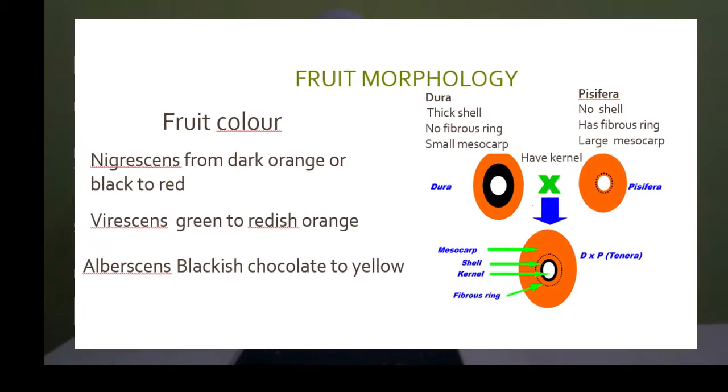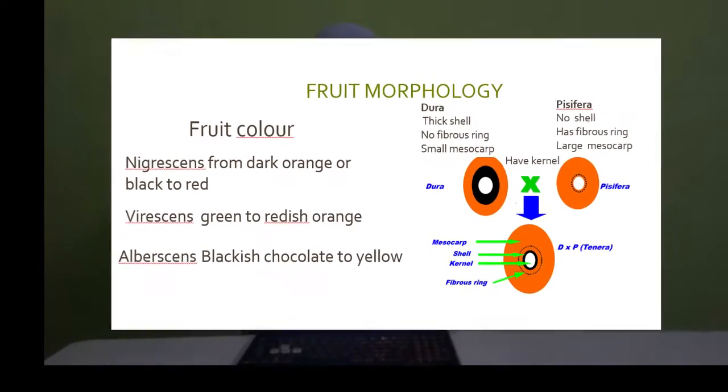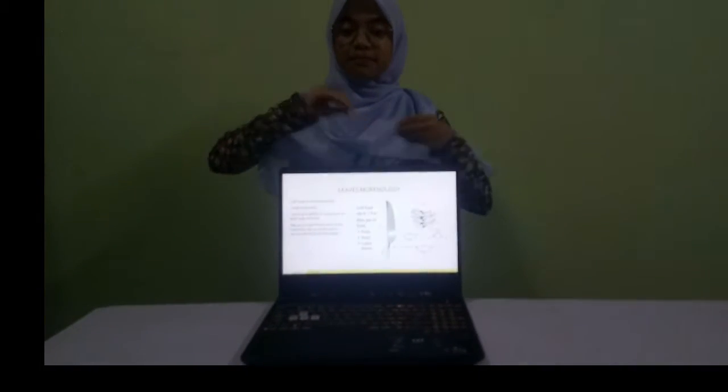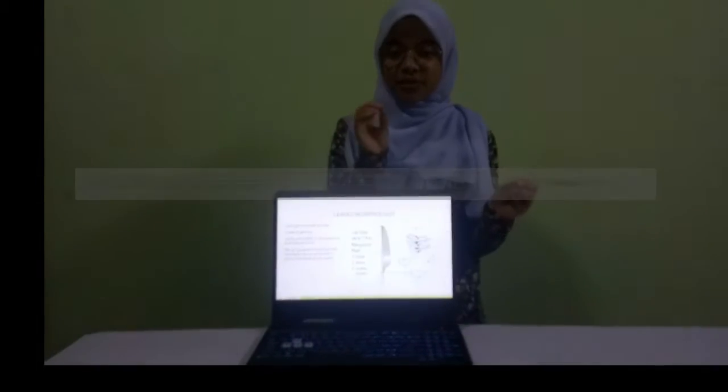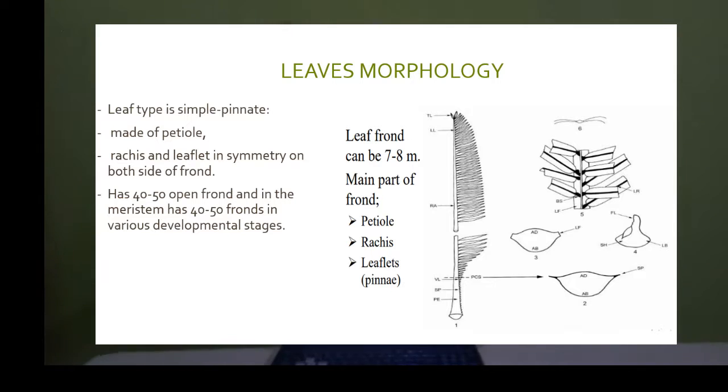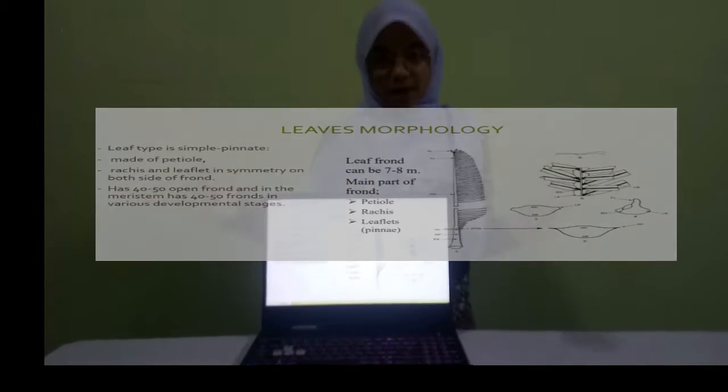Next, I would like to share with you about the leaf morphology. The leaf is a simple pinnate, which is made of a petiole, rachis and leaflets that are symmetrical on both sides, and it has 40 to 50 open fronds, and in the meristem it has 40 to 50 fronds in various development stages. It depends on the fertilizer of the plant.